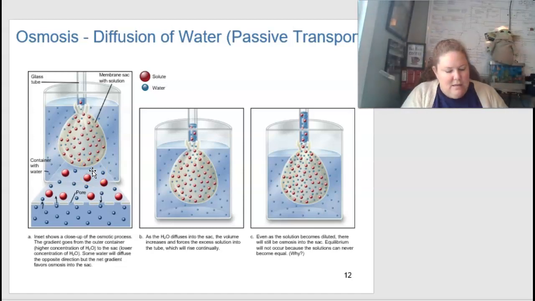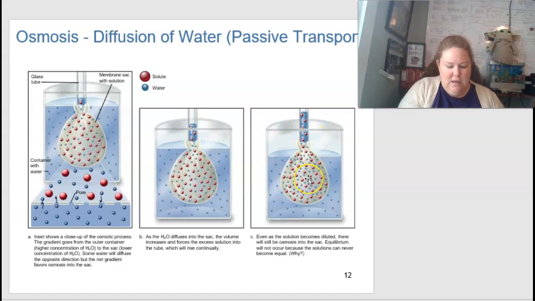In A, the inset shows a close-up of the osmotic process, and the gradient goes from the outer container, which has the higher concentration of water, into the sac, which has the lower concentration of water. Some water will diffuse in the opposite direction, but the net gradient, which means the overall gradient, favors osmosis into the sac. Then in B, we can see that as the water diffuses into the sac, the volume increases and forces the excess solution into the tube, which will then rise continuously.